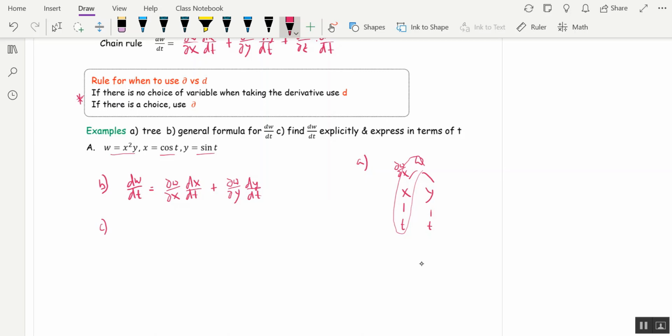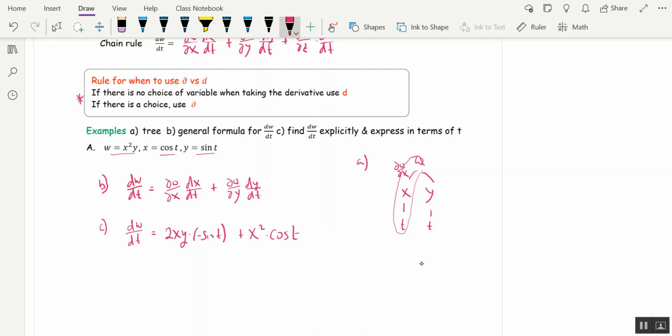So part C is to find dW/dt for our specific problem. And it's very helpful to have the general formula written down in front of you to guide you as you go, because there can be a lot of terms and a lot of variables going on when you do these problems. So dW/dt is the partial derivative of W with respect to X, which is 2xy, and then I multiply by dX/dt, which is negative sine t. And then I'm going to add on the partial of W with respect to Y, which is x squared, and multiply by dY/dt, which is cosine t.